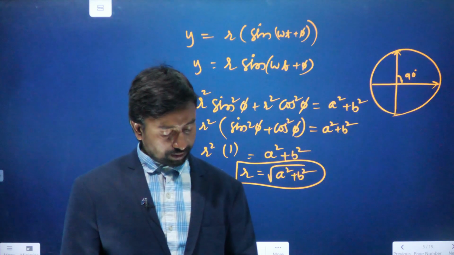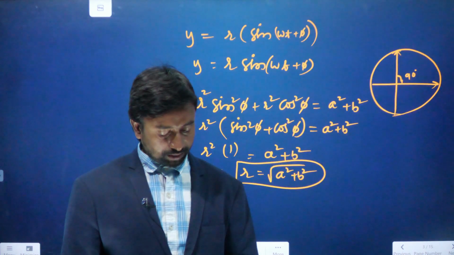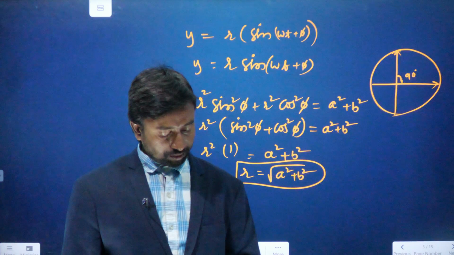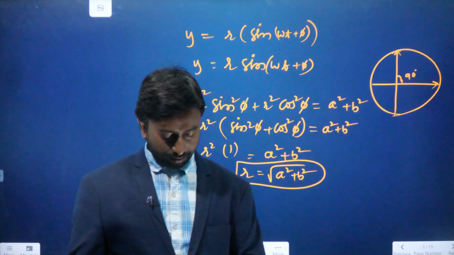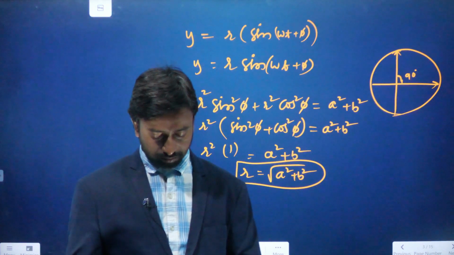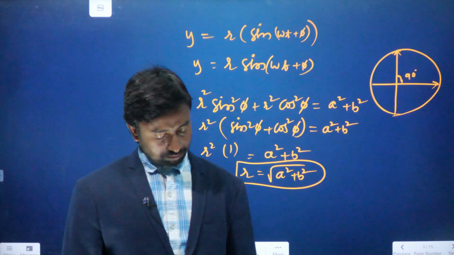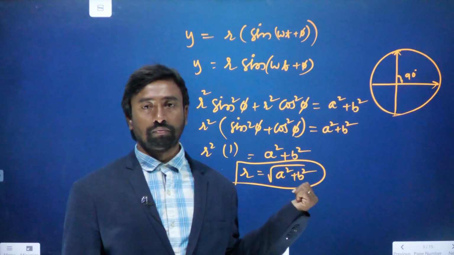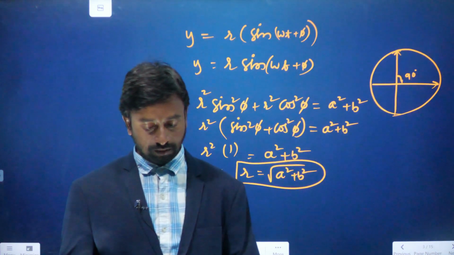Now the fifth one: if a particle is executing SHM with an amplitude A, what are the distance moved and the displacement of the body during its time period? We have already done this one, like the 10th and 11th questions. The distance we got there is 4A and the displacement will be 0.